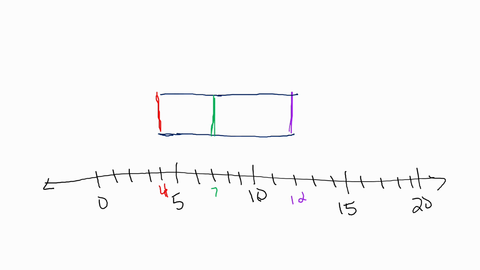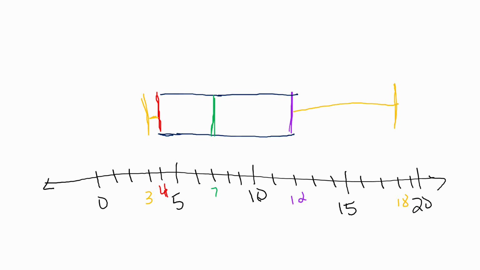After I plot that, we need to plot our minimum and our maximum. Our minimum was 3, so that's not much farther away from our 4 line. And our maximum was all the way out here at 18. Once we do that, we draw our whiskers, connecting those together. So this, my dears, is a box plot.